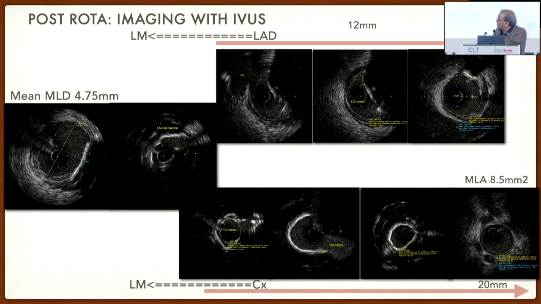The circumflex, on the other hand, is an extremely crowded, fragmented calcium kind of stuff at the ostium, more calcium, then a ring of calcium at the level of just beyond the OM branch, and a landing zone of around 3.25. And this was almost 20 millimeters downstream from the ostium, and this is a short lesion, just 12 millimeters outside the ostium of the left main.